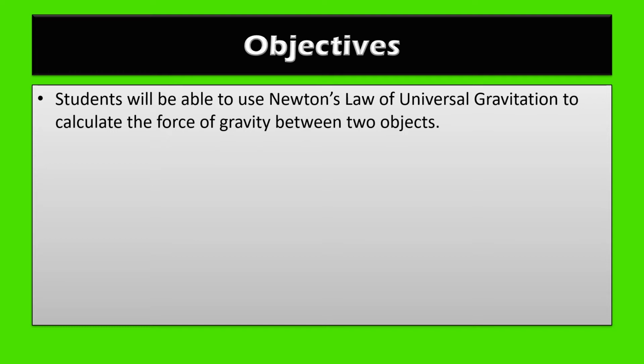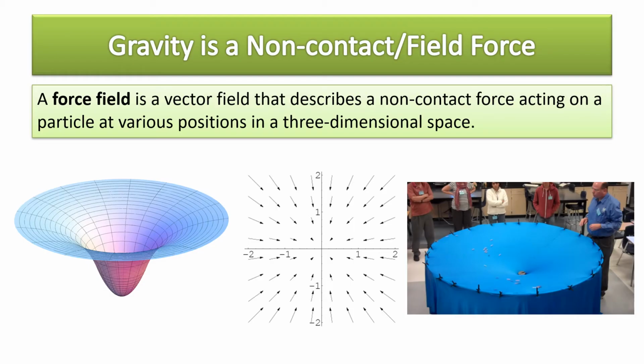So before we talk about Newton's law of gravitation, let's talk quickly about how gravity is a non-contact or field force. And the definition of a force field is a vector field that describes a non-contact force, in this case gravity, acting on a particle at various positions in a three-dimensional space.